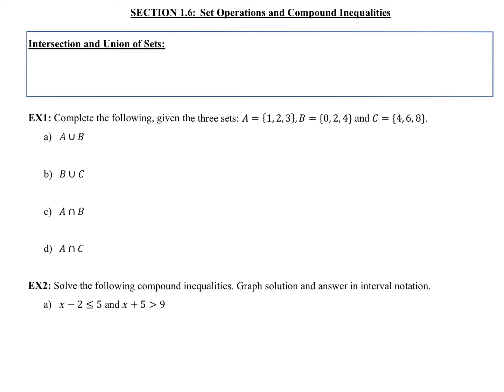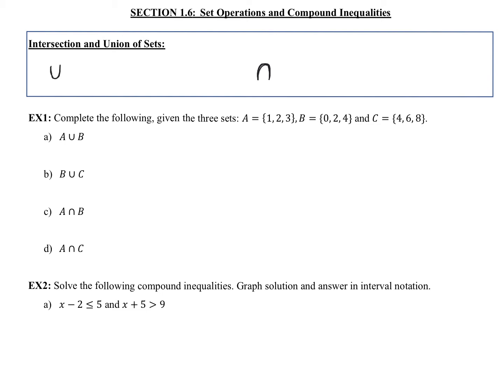Alright, welcome to section 1.6, which is set operations and compound inequalities. So we have the intersection and union of sets. There's two symbols. We have the union, which you can think of as a big U for union, and then we have the other symbol like this, which is for intersection. Okay, so the two different things.